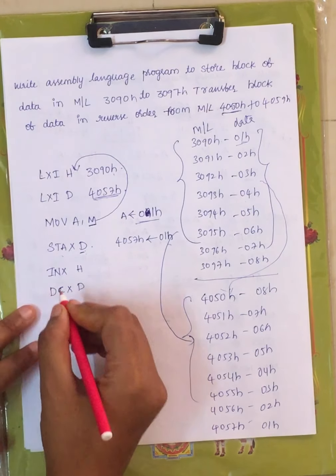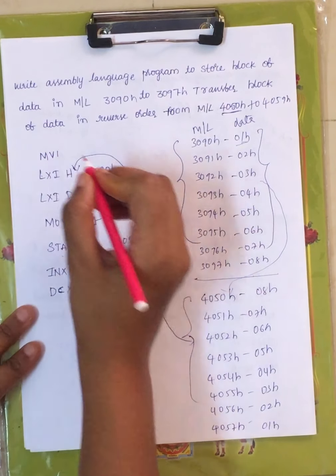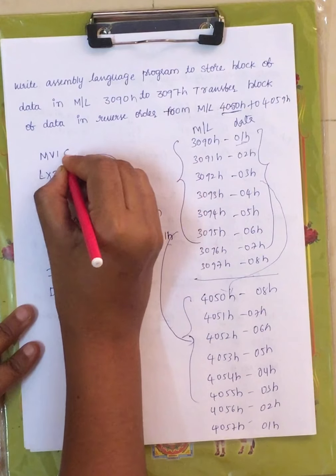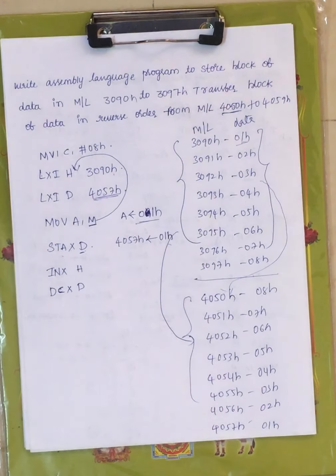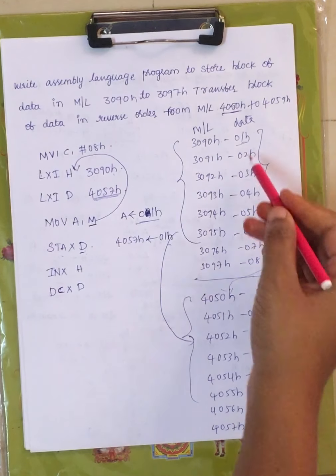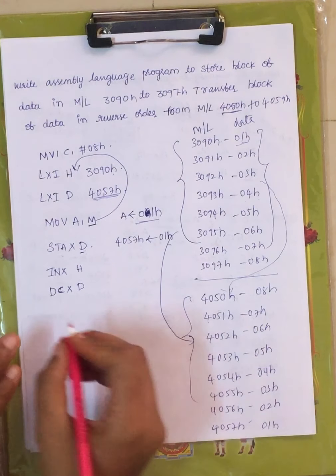Now what is before it? We have to assign some counter, that is move immediate, MVI C comma 08H. We are assigning some counter to the C register, that is 8 times, since we have 8 data. We have 8 datas, that's why we are assigning 8 as the counter. It has to do the operation 8 times. That count we are assigning to the C register.